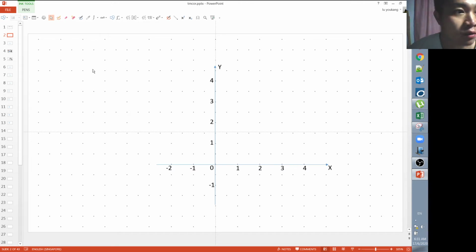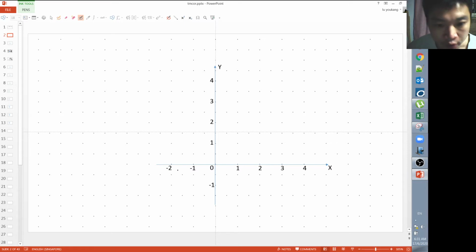Alright, so we have our x and y axis here, and they are both labeled. So remember to label your x and y axis, and these are the scales for the x axis, and these are the scales for the y axis.